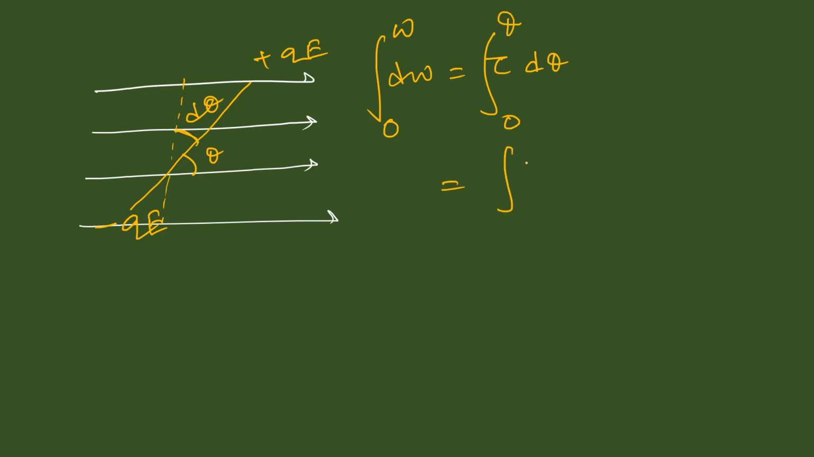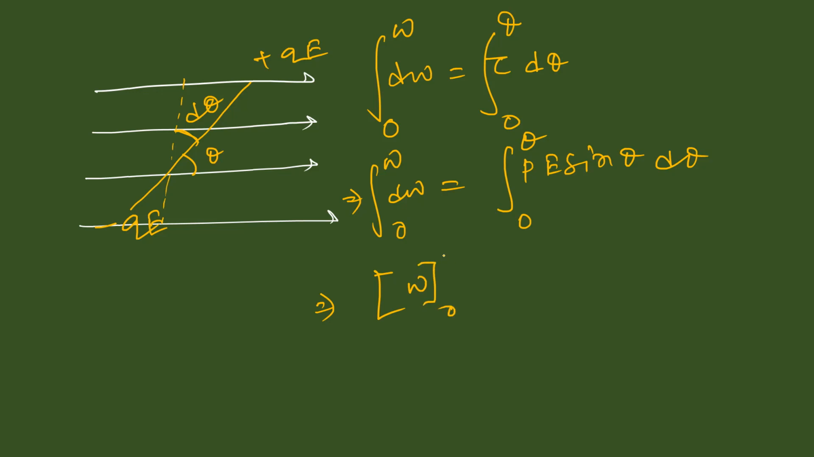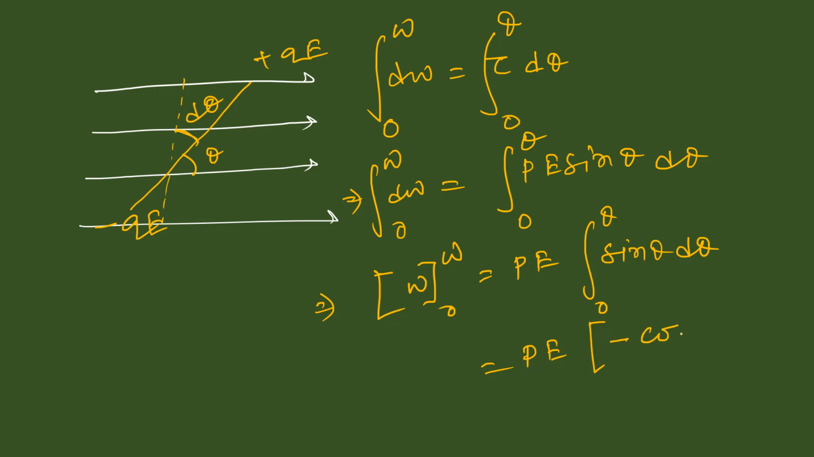What is the expression for torque? It is pE sin theta dθ, and the limits I have taken are from 0 to theta. Now on both sides you can do this integration simultaneously. Integration of dW is W, with limits from 0 to W. pE is constant, and for the integration of sin theta dθ, the limits are from 0 to theta. So pE will be outside, and the integration of sin theta dθ is given by minus cos theta, from 0 to theta.